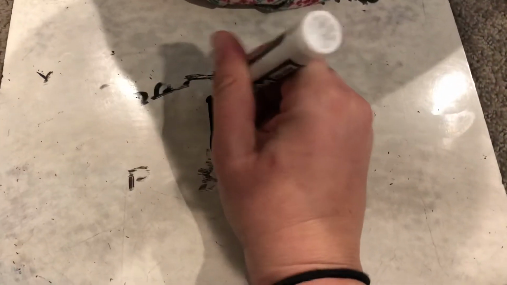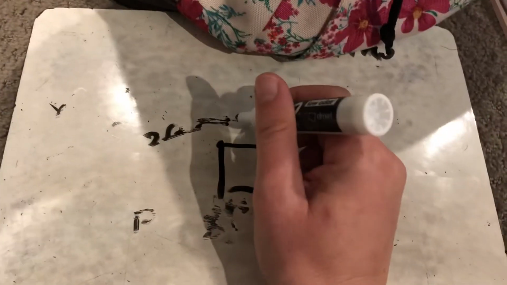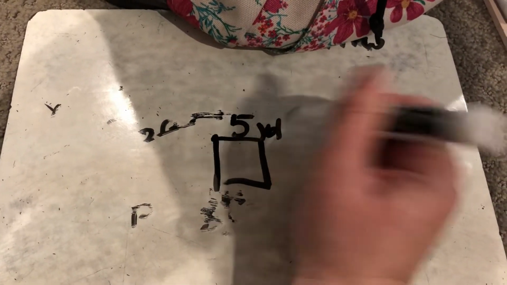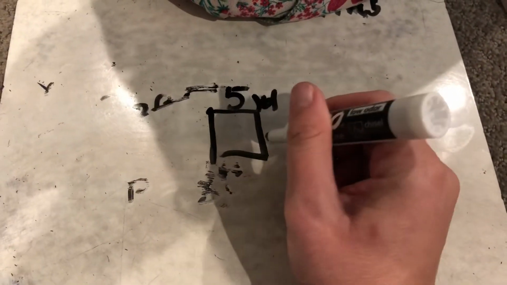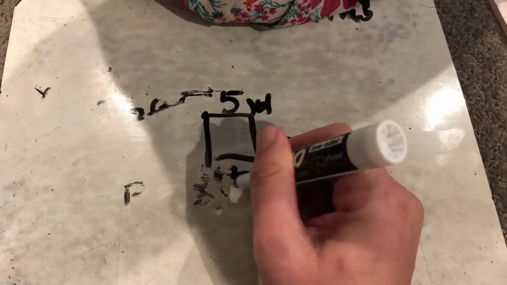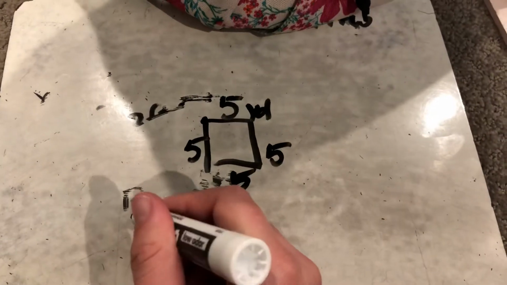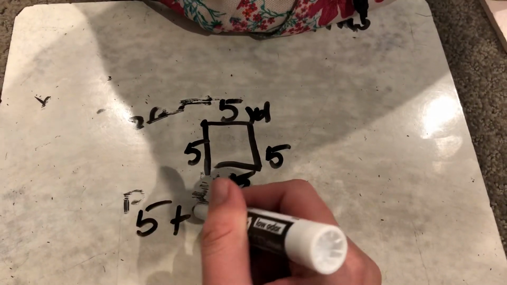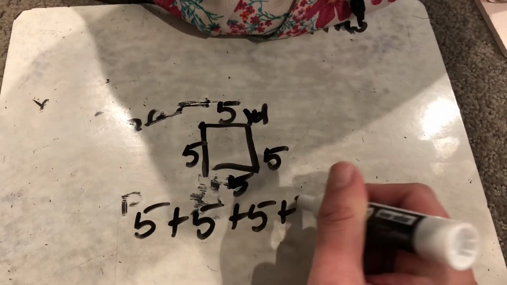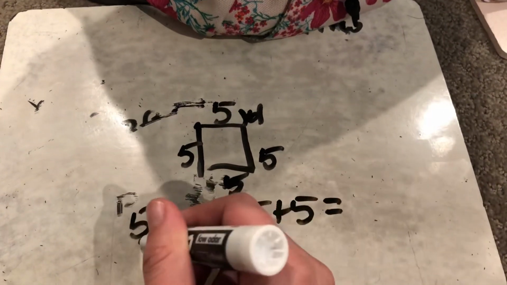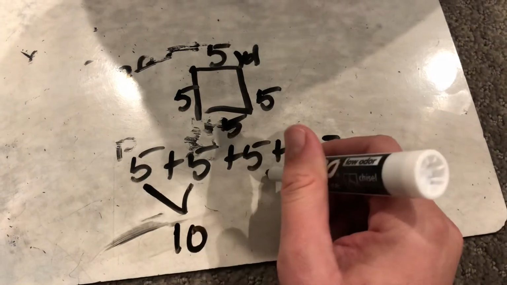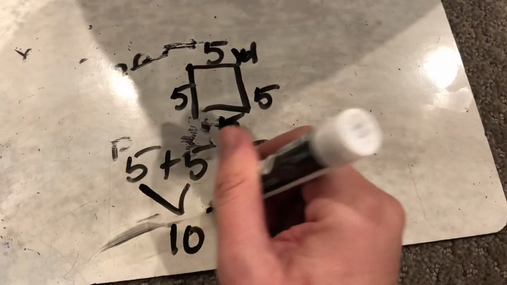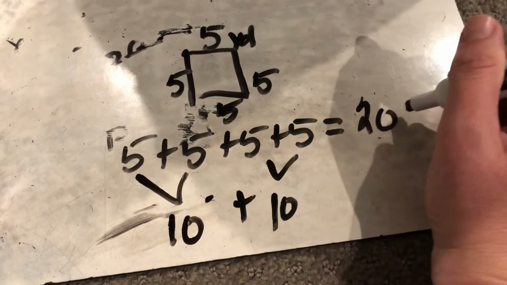Now, if you get a square that has just one measurement, 5 yards, you have to remember that all sides of a square are equal. So if this is 5, this is 5, this is 5, and this is 5. So I'm going to add 5 plus 5 plus 5 plus 5, which equals, oops, 5 plus 5 is 10. 10. That is 20 yards.